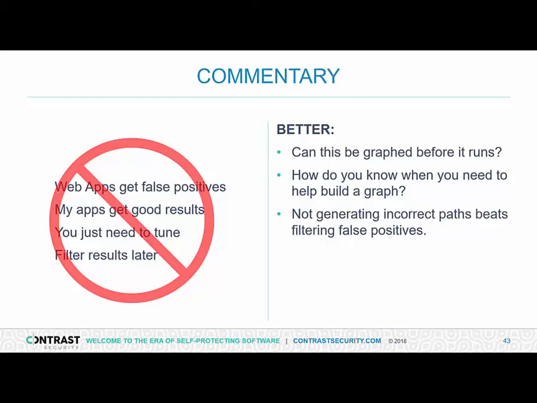And in terms of filtering results, it's better to just not generate those paths rather than to produce a whole bunch of paths, generate a bunch of false positives, and say, well, you just need better visibility in terms of filtering those out. A better case is to simply not produce those false positives at all.